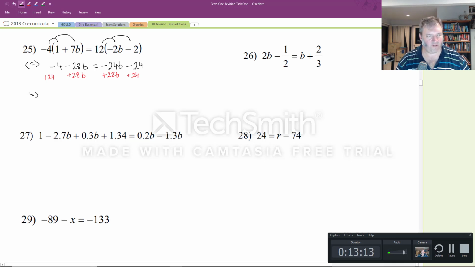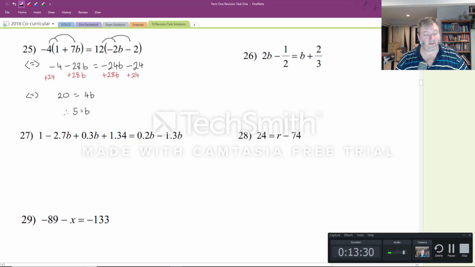What does that leave me with? Negative 4 plus 24 is 20. 20 equals negative 24 plus 28. 20 equals 4b. Therefore, 5 is equal to b, or b is equal to 5. You can substitute that in and check.